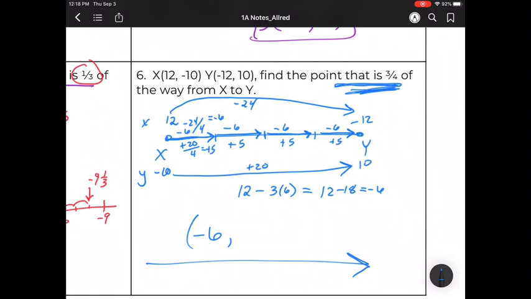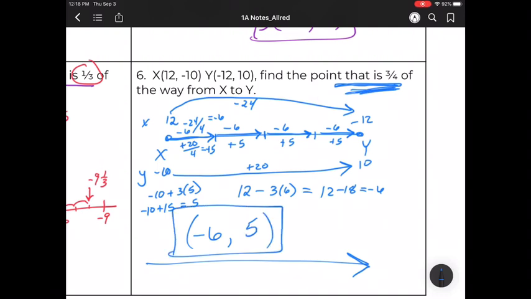So to find my y value, I'm going to take this negative 10, and it's like I'm adding 3 5s to it, which would be negative 10 plus 15, which is positive 5. So that is how I get the coordinates of negative 6, 5. That would be 3/4 of the way from x to y.